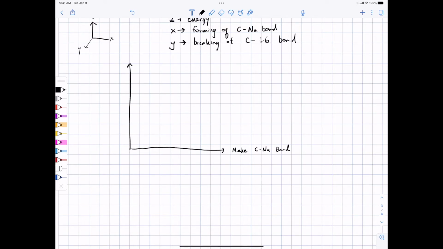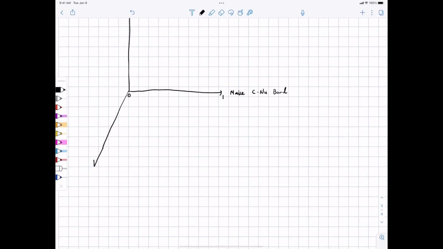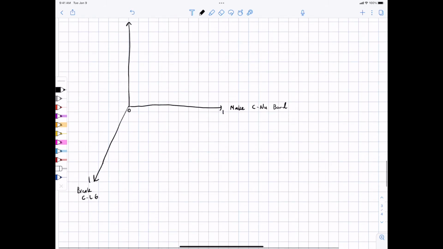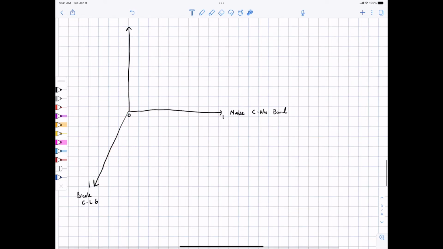And the x-axis is going to vary from 0 to 1, or 0 to 100%, describing the nucleophile bond. Over here it isn't even formed, and over here it's completely formed. And then here we will have breaking the carbon leaving group bond, where again it goes from 0, totally and completely not broken, to 1, fully and completely broken.